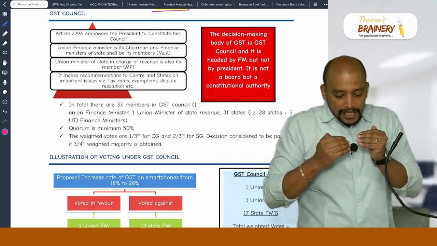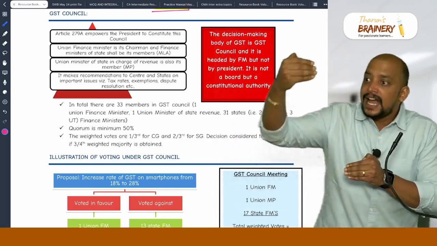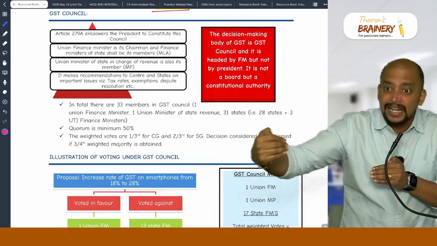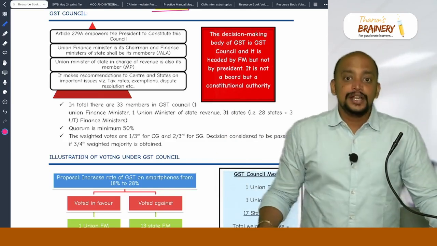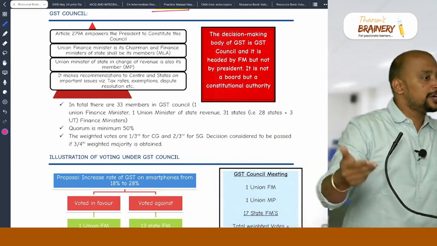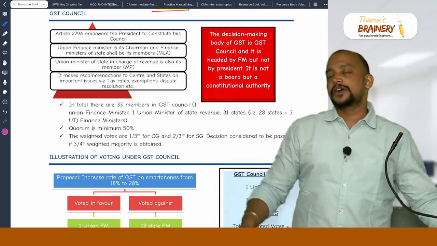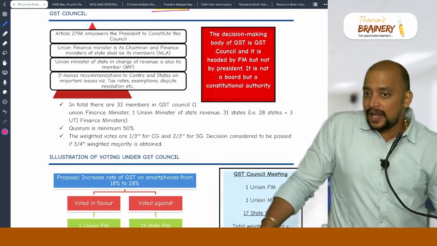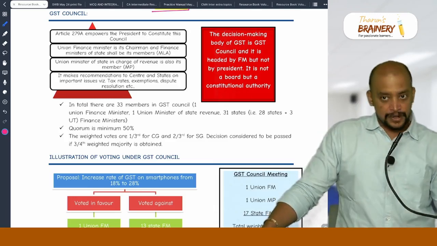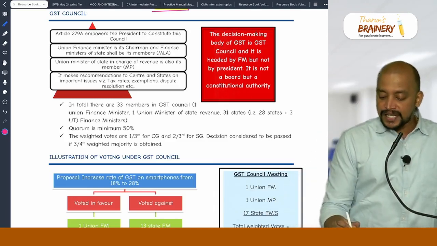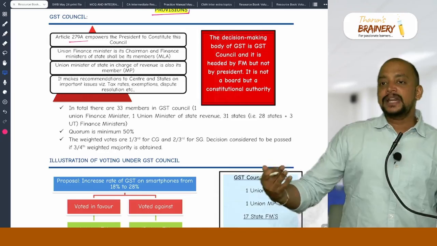So we have multiple enactments for GST. Whatever decision is taken by the GST Council will be given as a recommendation to the center and states, and they need to incorporate that into their respective GST law. Is it clear? And this GST Council is constituted by the President. As I already told you, it's a constitutional authority. So which article gives power to the GST Council? Article 279A of the Constitution gives the roles, responsibilities, powers of the GST Council, and it empowers the President to constitute the council.